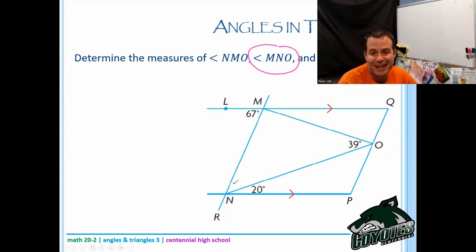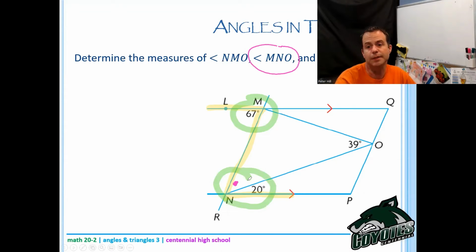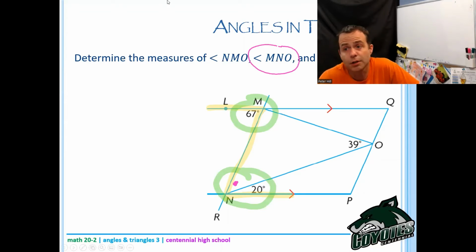MNO is this angle right in here. Well, why would I pick on that guy first? Because my eyes see, I just want to get into a little highlighter here for a sec. My eyes see this backwards Z, okay? And with that backwards Z, I know, hey, if that's 67, this also has to be 67, okay? Well, that tells me that 20 plus something has to give me 67. Oh, well, then I know my something is 47. I just have to subtract 20 from 67.